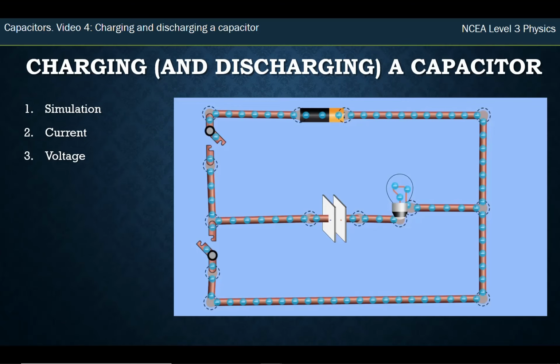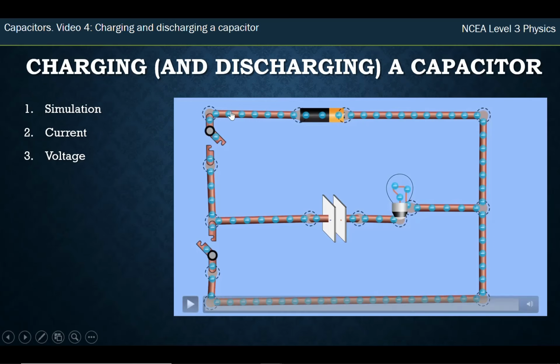This is the fourth video in the capacitor series, and we're going to look at the idea of charging and discharging a capacitor. So I'm going to go through a simulation and talk about what happens to the current in the circuit and the voltage in the circuit while we charge and discharge the capacitor. So what do we mean by that?